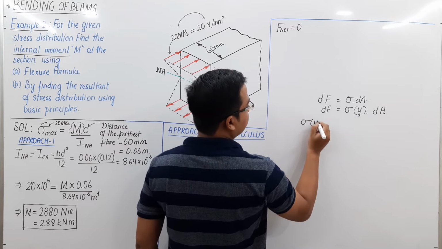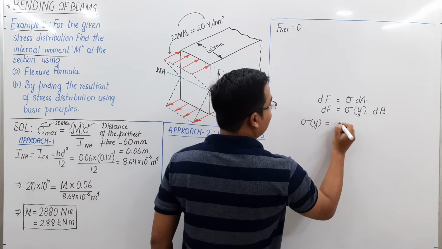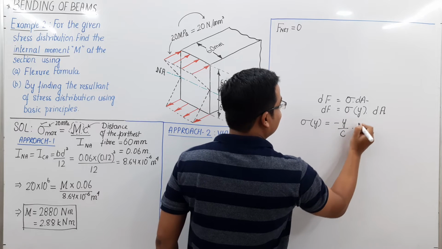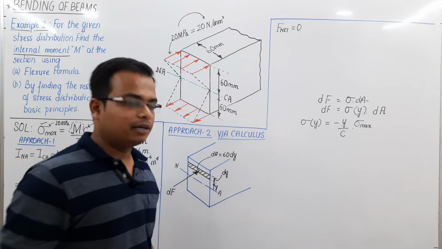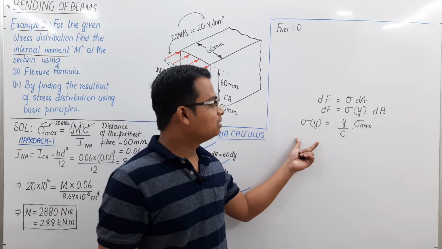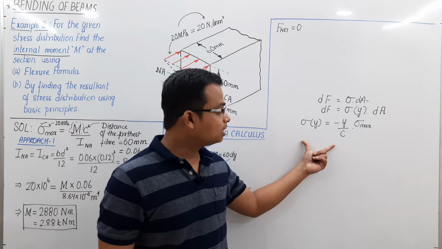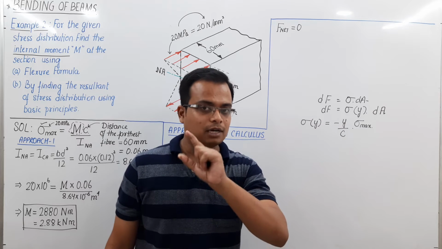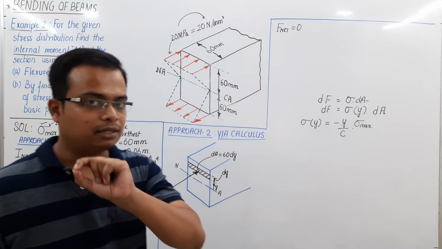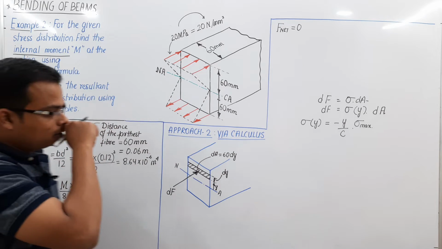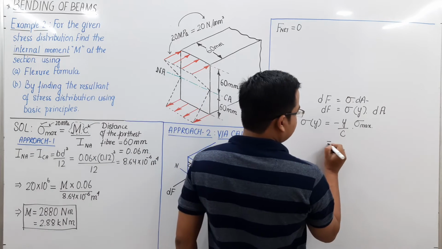You need to note this. Sigma y can also be written as minus y by c times sigma max. Now some of you guys might be wondering, where has this equation come from? Well, this has been taught in lecture number 1. If you still haven't seen my video, Bending of Beam lecture 1, go ahead and watch it. Link to which can be seen in the description. Anyway, just take a look.